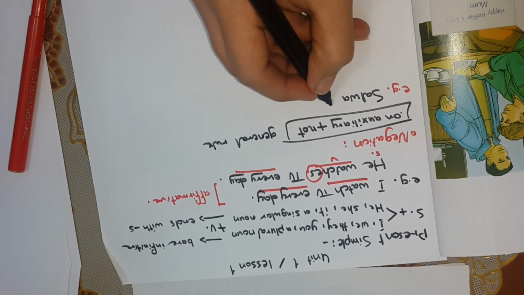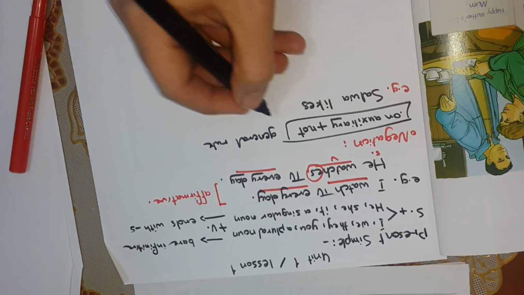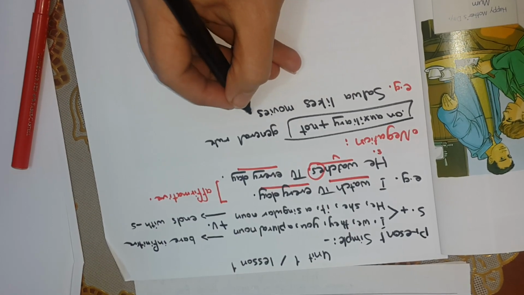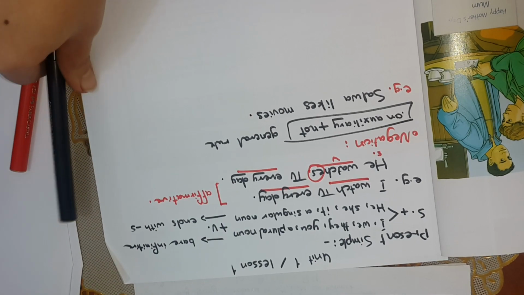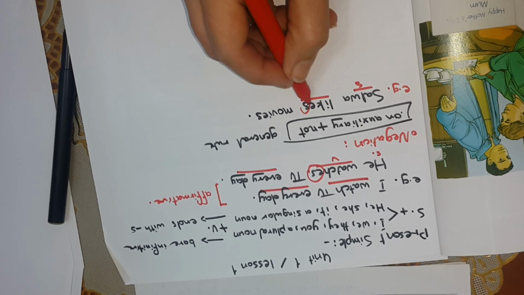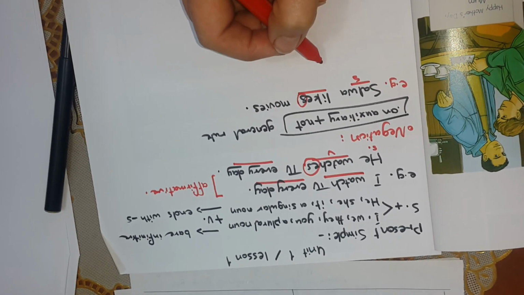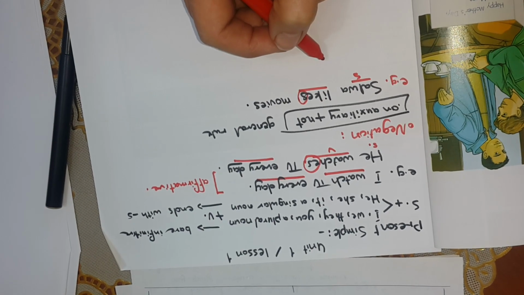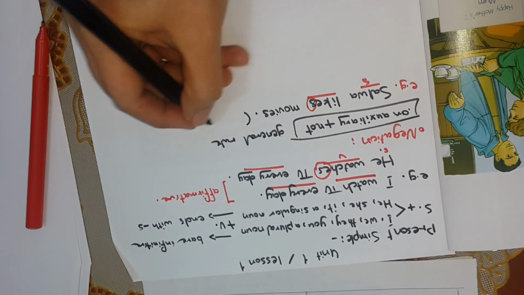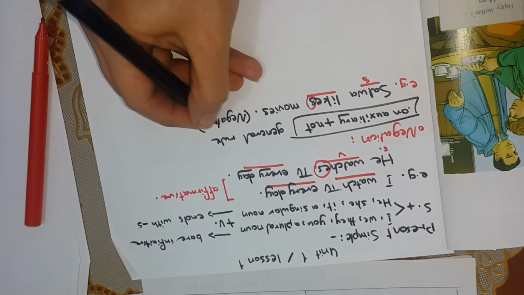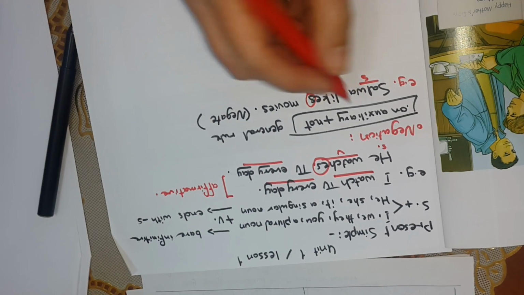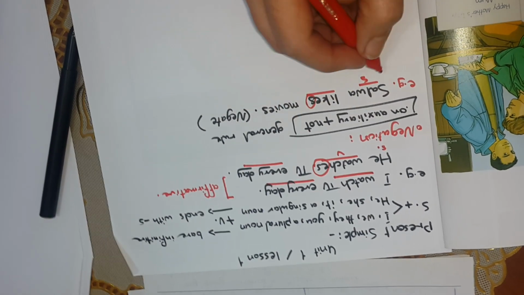Selwa likes movies. Selwa is what? Is the subject, and this is the verb, and it ends with s, so it's what? It's a present simple sentence, okay? If I want to negate this sentence, I will find this after the sentence. Negate. How can I negate it? I need an auxiliary followed by not.